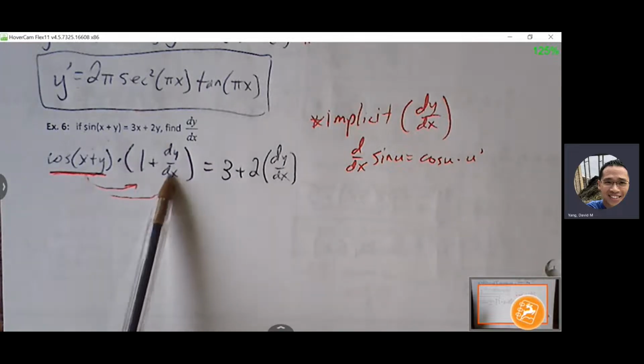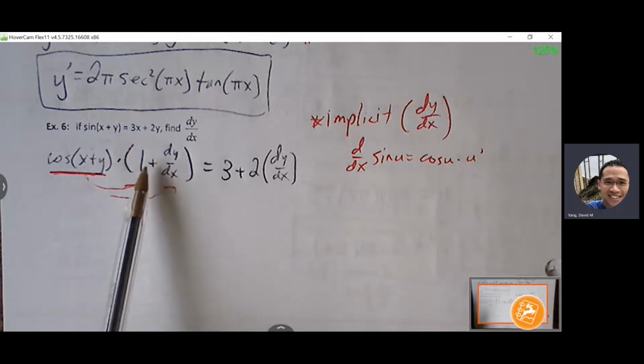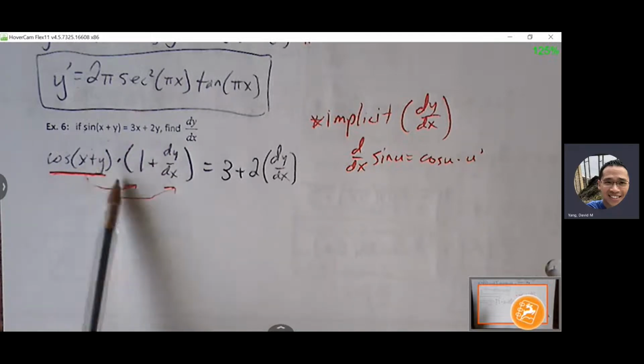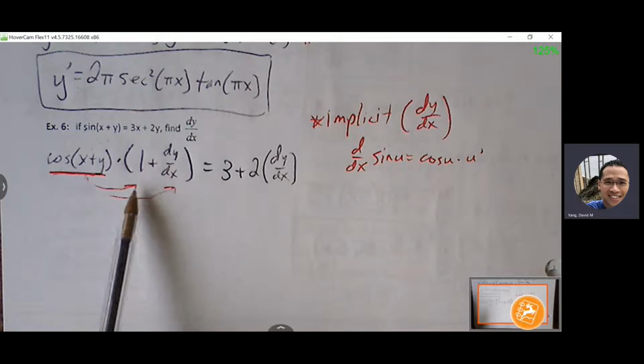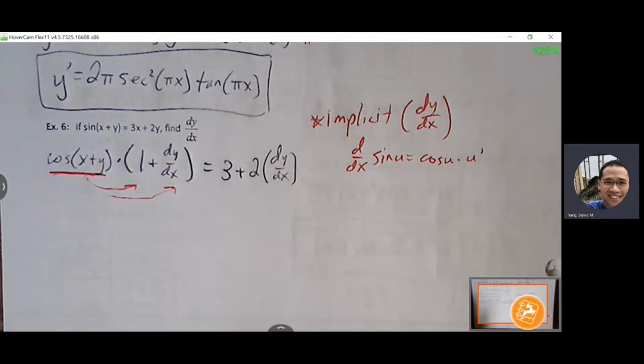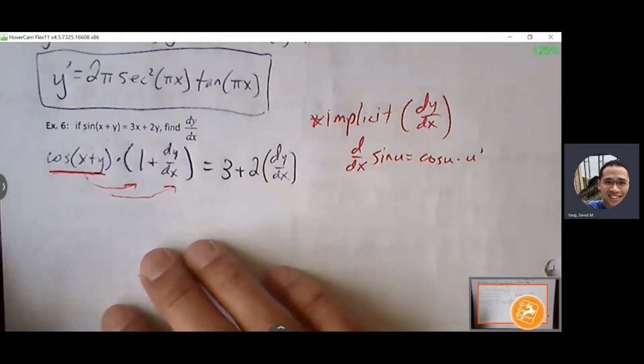I want to solve for dy dx. I want to get this dy dx out from under the parentheses. So the way we can do that is we can distribute the cosine through. And once we distribute through, then we're going to have 4 individual movable terms, and then we can rearrange and solve for dy dx. So next step, I'll distribute the cosine through.